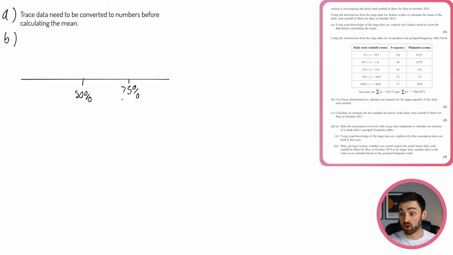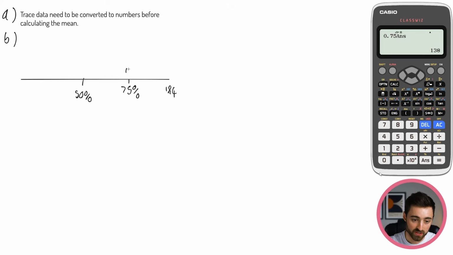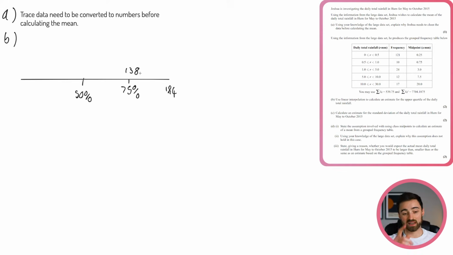So what I'm going to do is work out what the total frequency is, like how many days are in this data set. So if I do 121, add 10, add 24, add 12, add 17, I get 184. So there's 184 in total. What is 75% of that? Well, let's do 0.75 times Ans. I get 138. Cool. So the upper quartile is basically going to be the 138th data point if they're all in order.